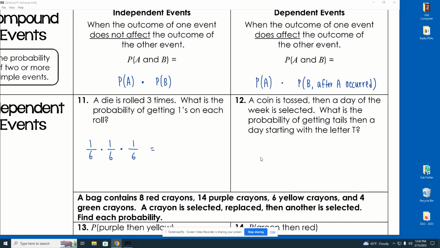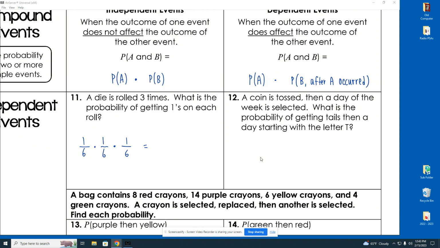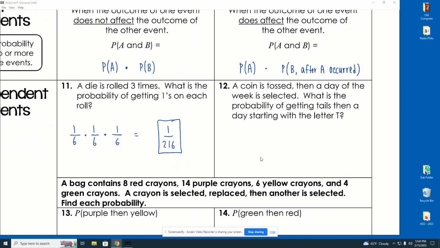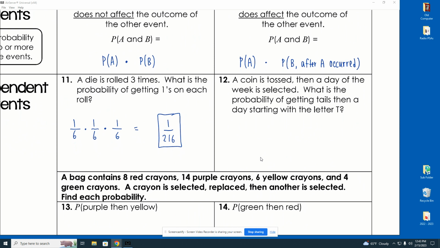So you go 1 out of 6 times 1 out of 6 times 1 out of 6, not add, times. Big difference. It's 1 out of 216. You multiply straight across: 1 times 1 times 1 over 6 times 6 times 6. Big difference. Would y'all bet your house on that? If you did, your parents would kill you.